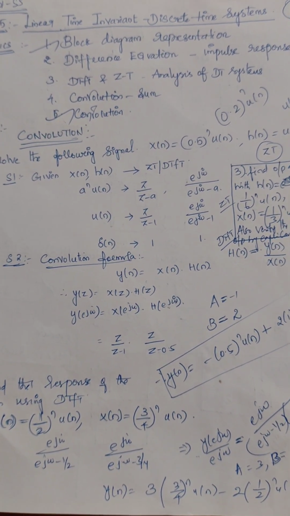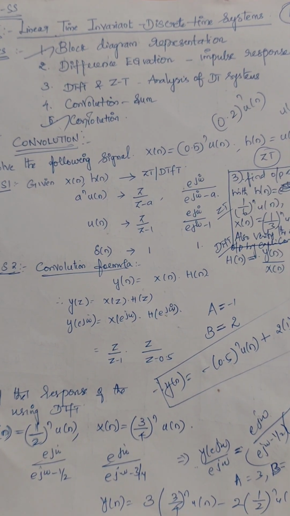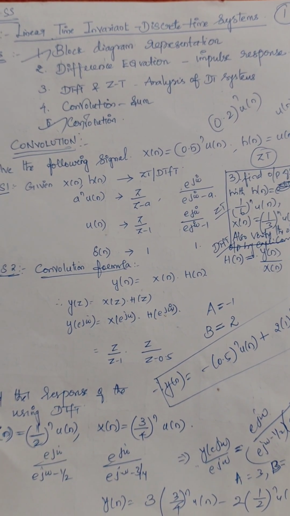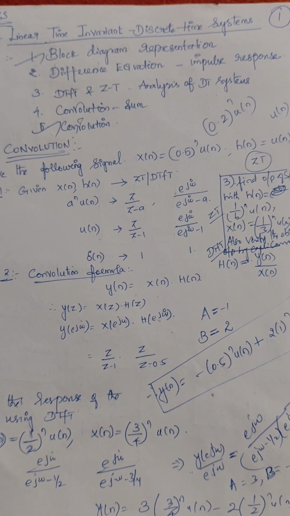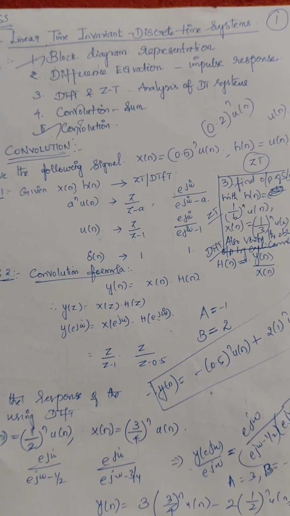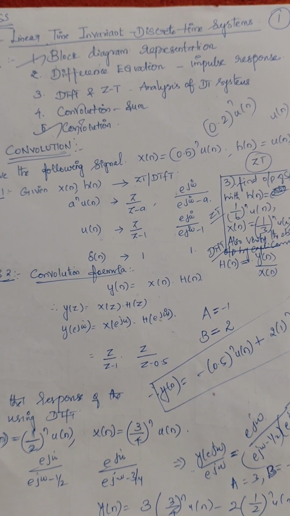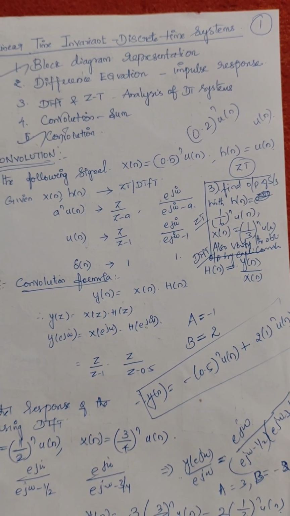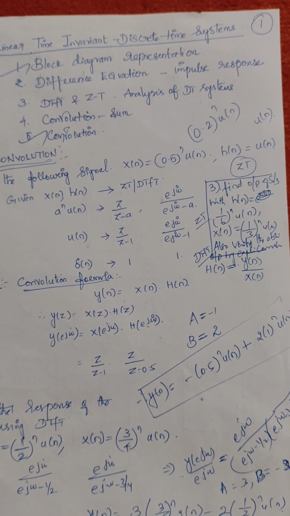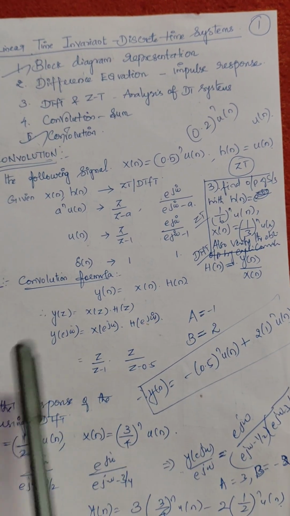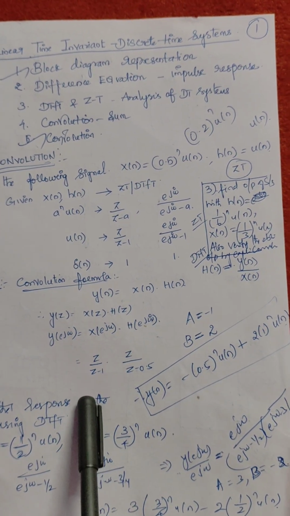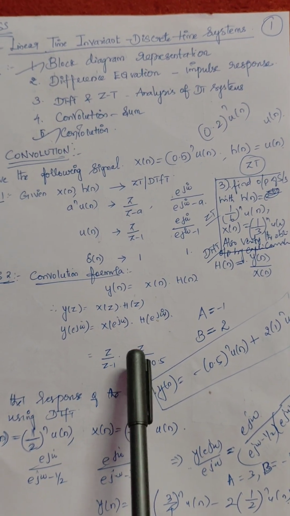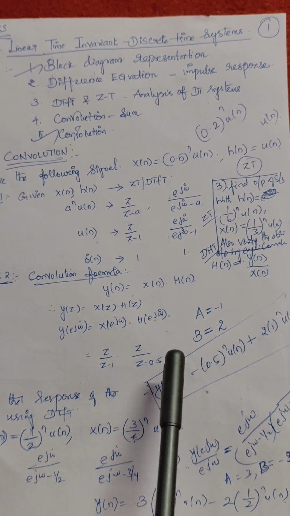For our first case, my x of n in Z transform is x of z. My h of n in Z transform is h of z. What is my x of n Z transform? 0.5 power n u of n is nothing but z by z minus 0.5. What is my h of n Z transform? Z by z minus 1. Take both the cases, substitute here. Z by z minus 1, z by z minus 0.5. Once you do that, z square by z minus 1, z minus 0.5.